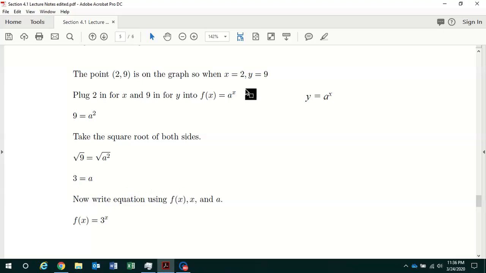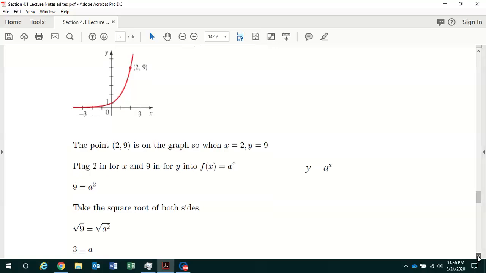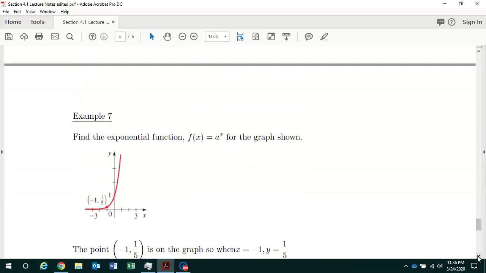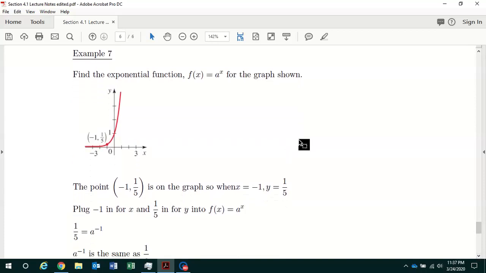So in our function form up here, f of x equals a to the x, we replace a with 3, and our function is f of x is equal to 3 to the x. So the graph of this function up above comes from f of x equals 3 to the x.